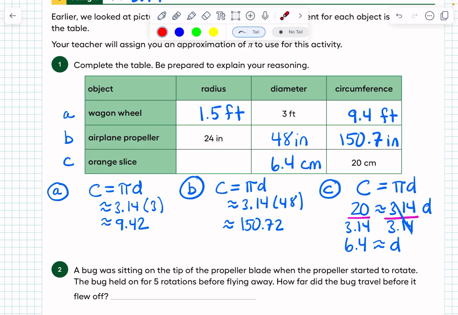So now let's think about this, okay? If the diameter of a circle is 6.4, then you have to slice it in half in order to calculate the radius. Half of the diameter would be the radius, and that would be 3.2 centimeters.